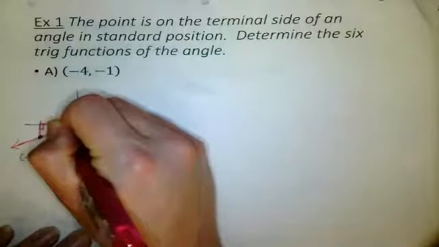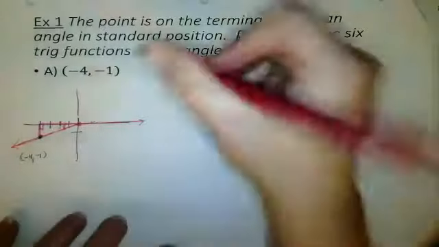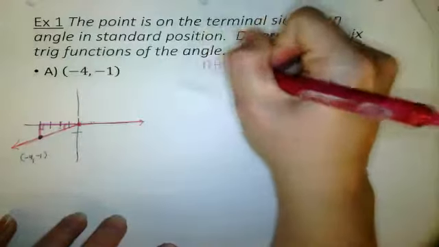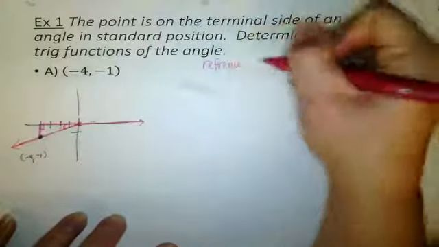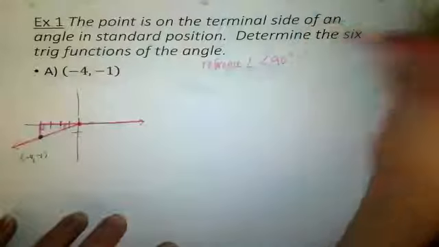So this angle, the angle between the x-axis and my terminal side, is always an angle that is less than 90 degrees and greater than 0. It's always a positive angle, less than 90 degrees. And that is the angle that we use to reference our trig ratios, okay?